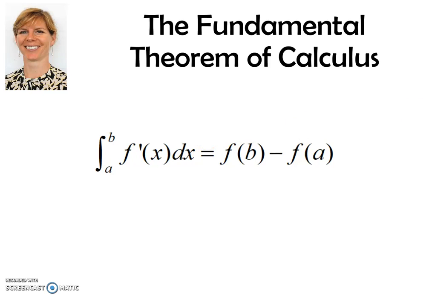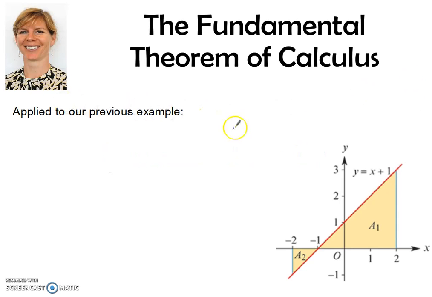Okay, so we'll do a little bit of exploring with our first example. This is the example that we had, but now we're going to do it using the fundamental theorem. So we're saying the integral from minus 2 to 2 of x plus 1 dx, and we think that's going to be equal to the function. If this is f prime of x, it's going to be equivalent to f, so the value of the function at 2, minus the value of the function at minus 2, from the top limit to the bottom limit.